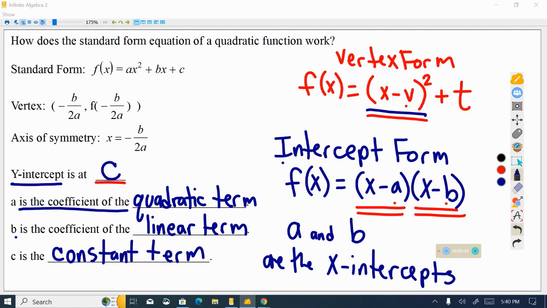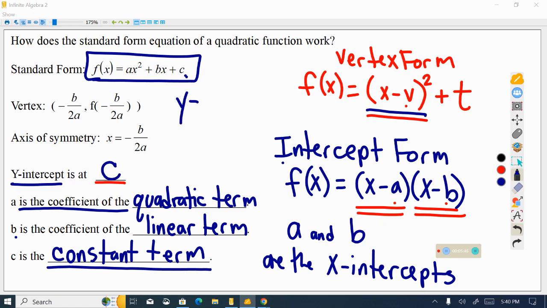Okay, and we want to understand that when we see the constant term, when we're looking at any standard form equation, this value is our y-intercept. It does kind of remind me of the y equals mx plus b. When we looked at that form, we knew that b was our y-intercept because that's what we got when we plugged in 0 for x, right?